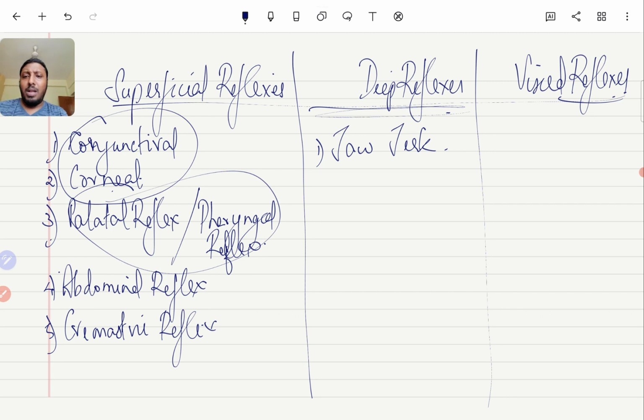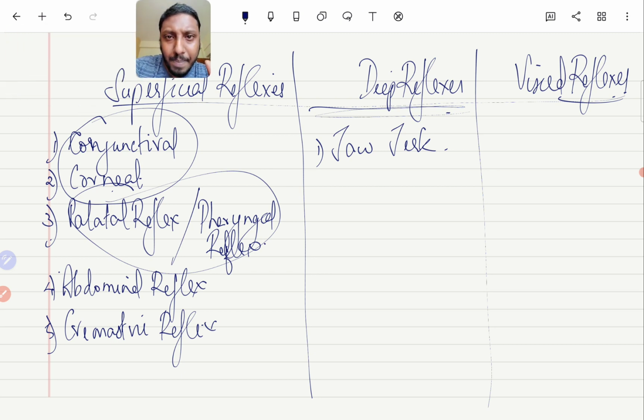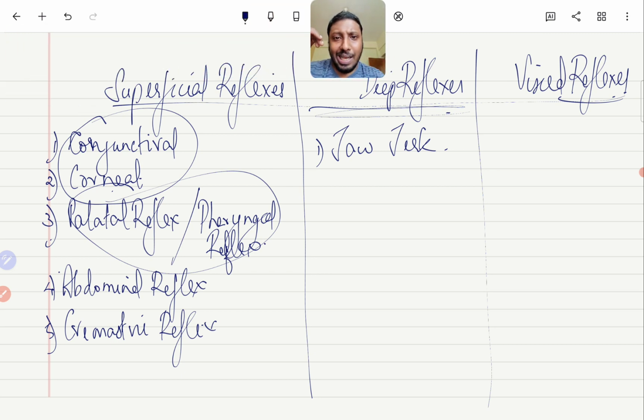Let's discuss what happens in all these things, because that is helpful. Conjunctival and corneal reflex: what is happening? Somebody touches the side of the eye, the conjunctiva, and the person closes the eye. Not with the pen, with a cotton. We'll discuss the procedure later. Even if you touch with the pen, you will close. That is not the point here.